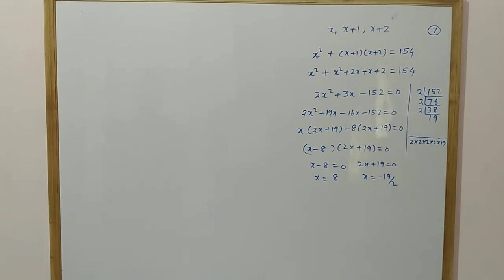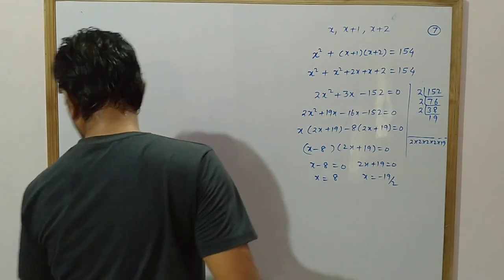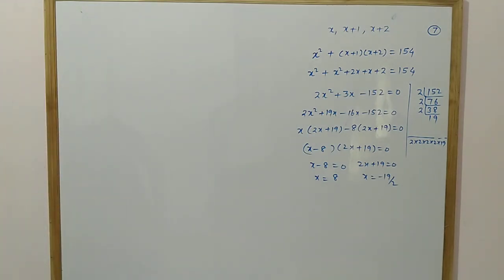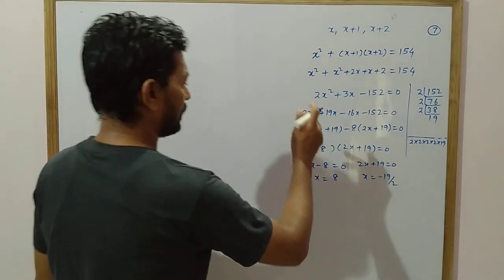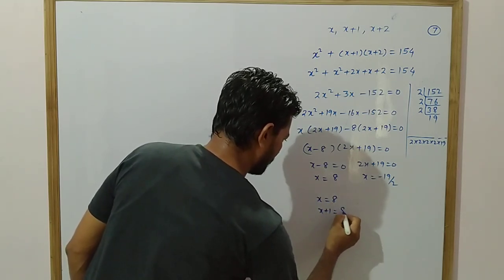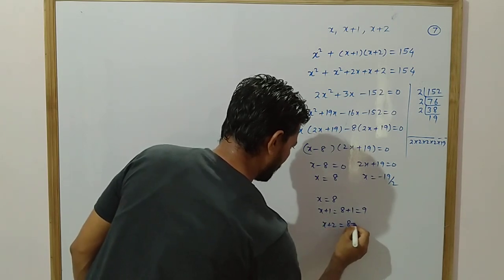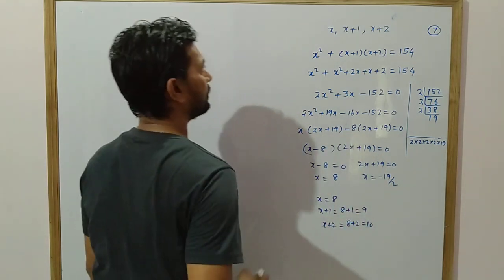Now, we are getting x equal to 8. We cannot take fraction here. It is given that 3 consecutive positive integers. So first one x equal to 8. Second one x plus 1, that is 8 plus 1, 9. Third one, that is x plus 2, that is 8 plus 2, that is 10.